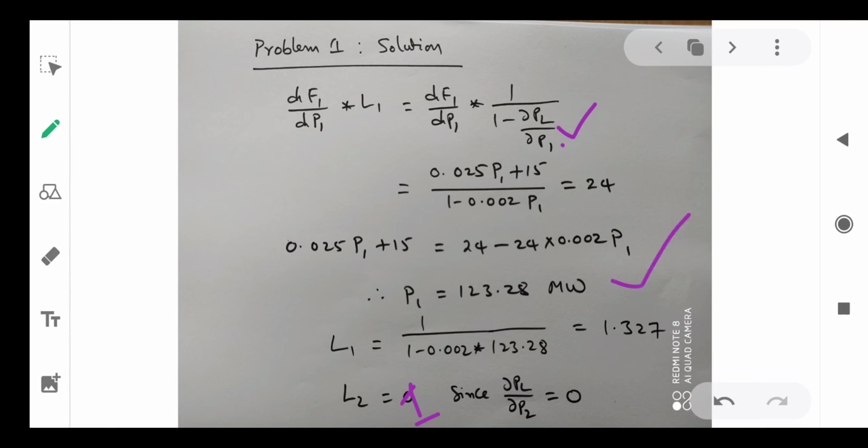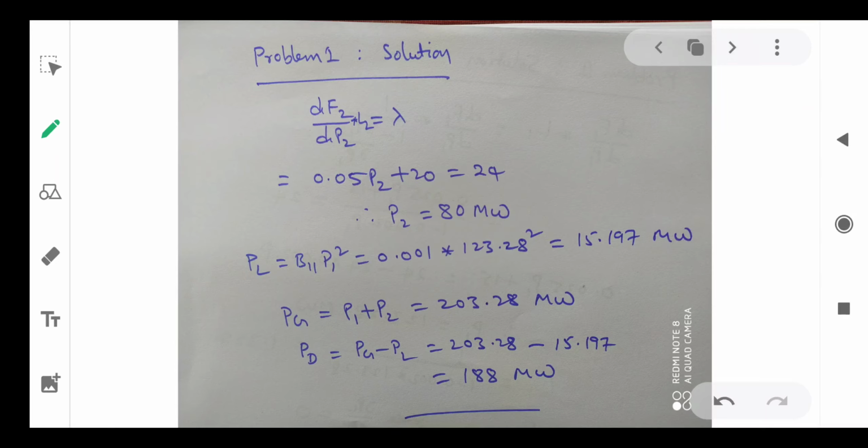And now let us find out the L1 and L2 values. L1 is equal to 1 by 1 minus 0.002 P1, with P1 equal to 123.28. Let us substitute. You will get 1.327 as the penalty factor for plant 1. For plant 2, L2 is equal to 1 since dou PL by dou P2 equal to 0.